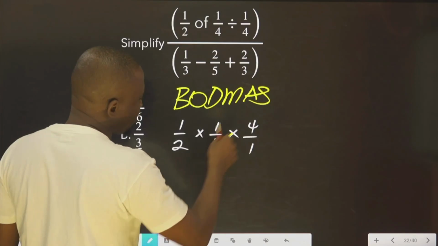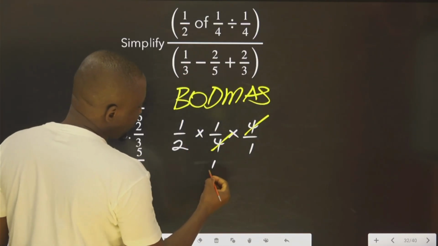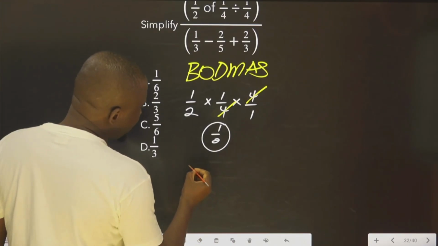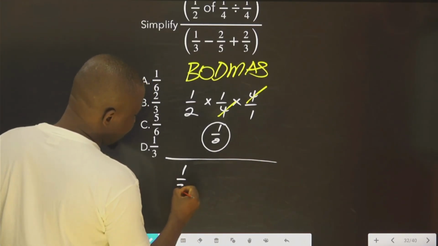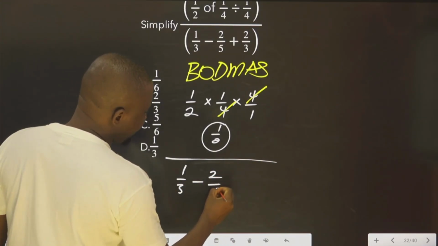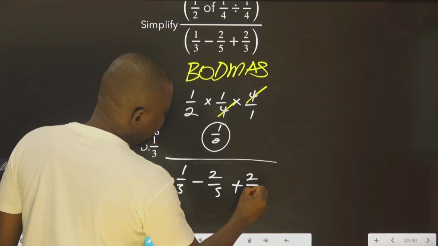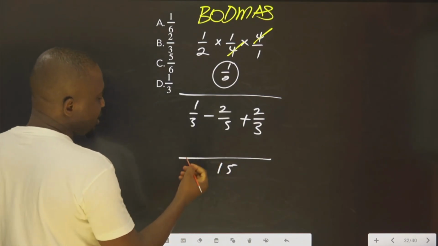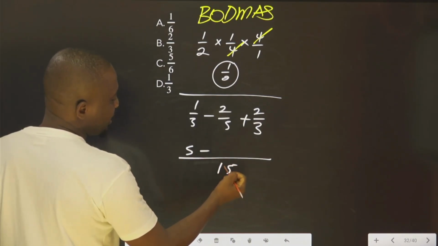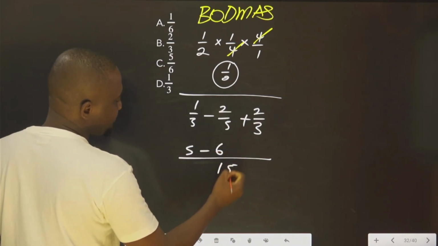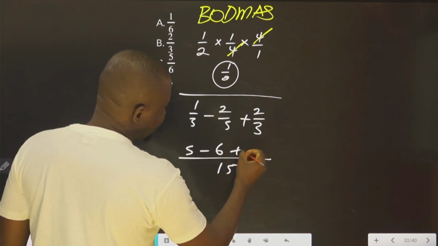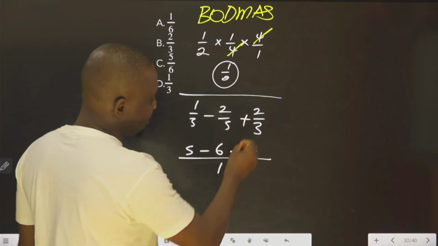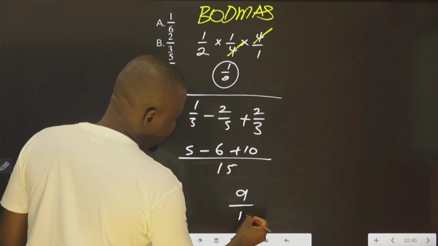We reverse it. What is remaining at the numerator now is 1 over 2. Let's keep it. Let's go for the denominator. The denominator is 1 over 3 minus 2 over 5 plus 2 over 3. Okay? Then we come here and say 15. This will give us 5. This is 3, that is 6. This is 5, that is 10. This two will give us minus 1. That is 9 over 15.